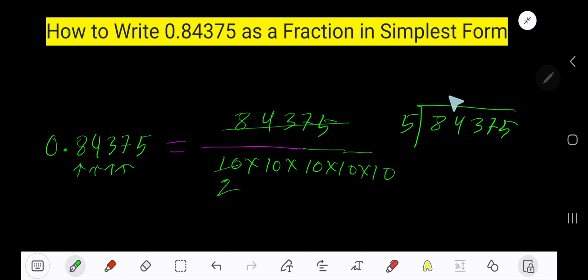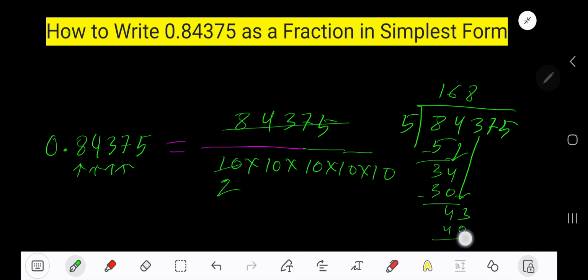5 goes into 8 one time. 1 times 5 is 5. Subtract, 3. Bring down this 4. 5 goes into 34 how many times? 6 times. 6 times 5 is 30. Subtract, 4. Bring down this 3. 5 goes into 43 how many times? 8 times. 8 times 5 is 40. Subtract, 3. Bring down the next digit 7.